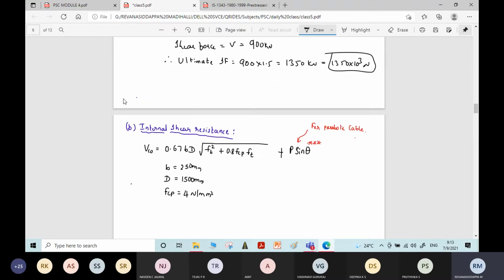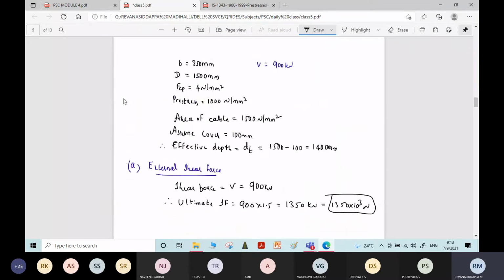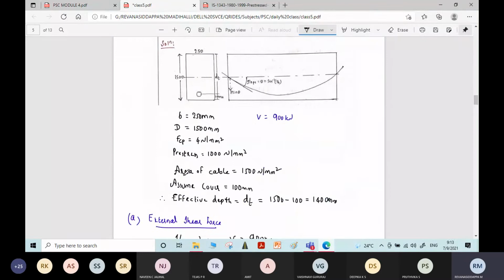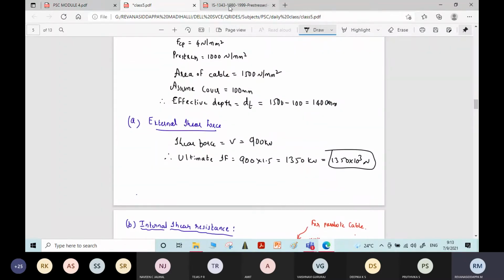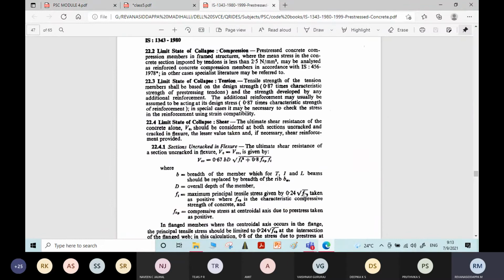Then FT, it is not given in the problem, right? FT is not given. If it is not given, then go to the code book. There is an expression for FT. Okay, FT is equal to 0.24 root of FCK. Using this expression, you can find the value of FT.